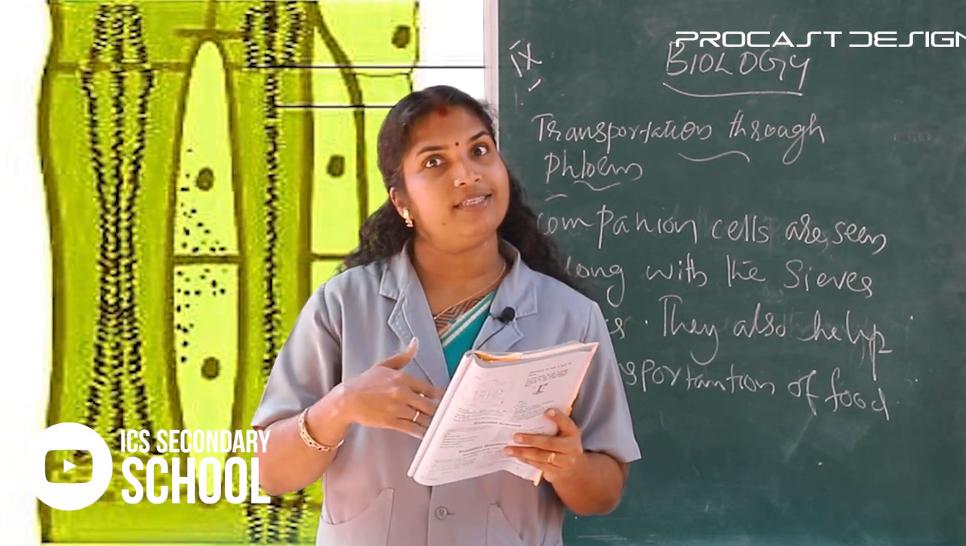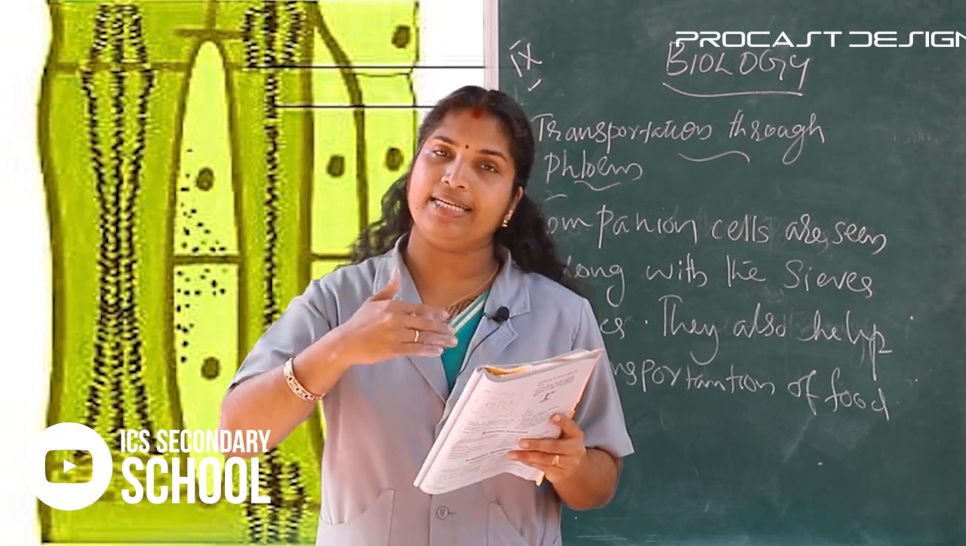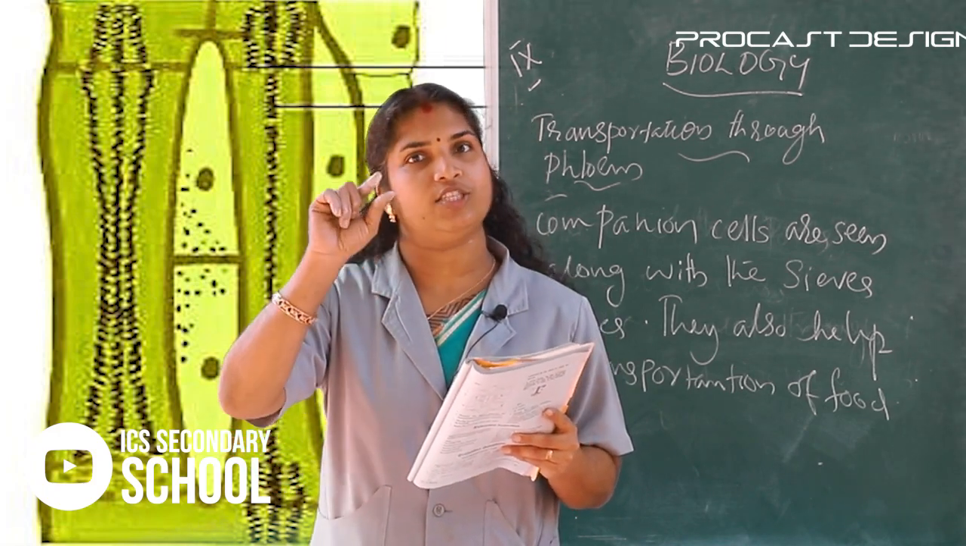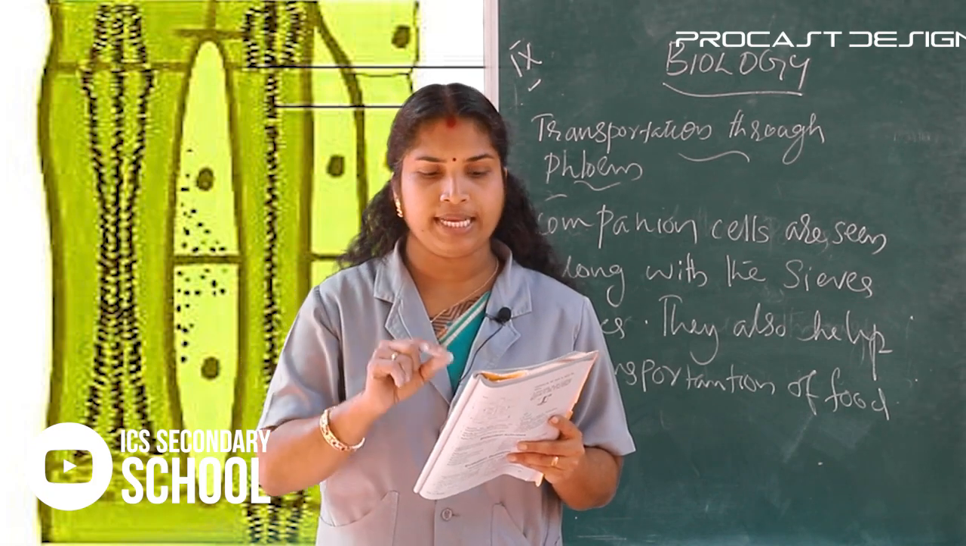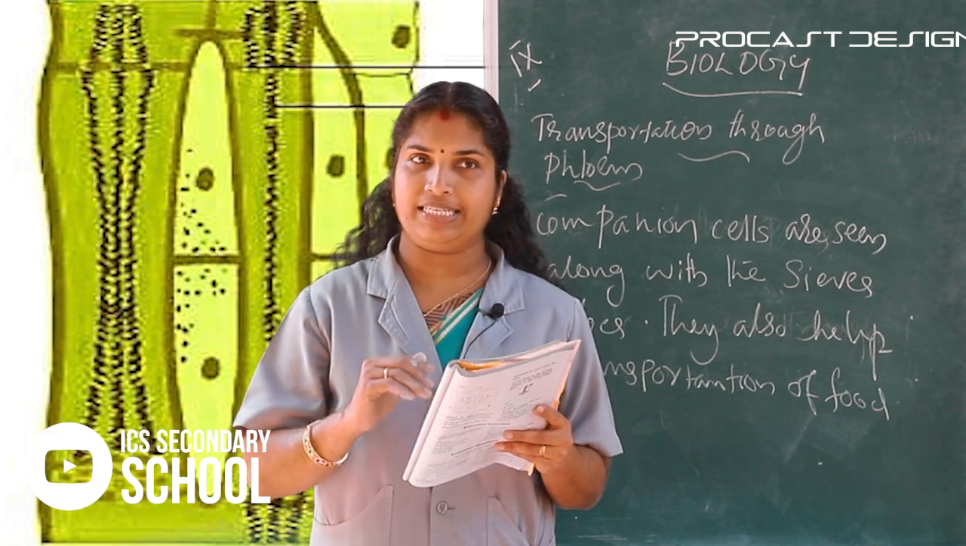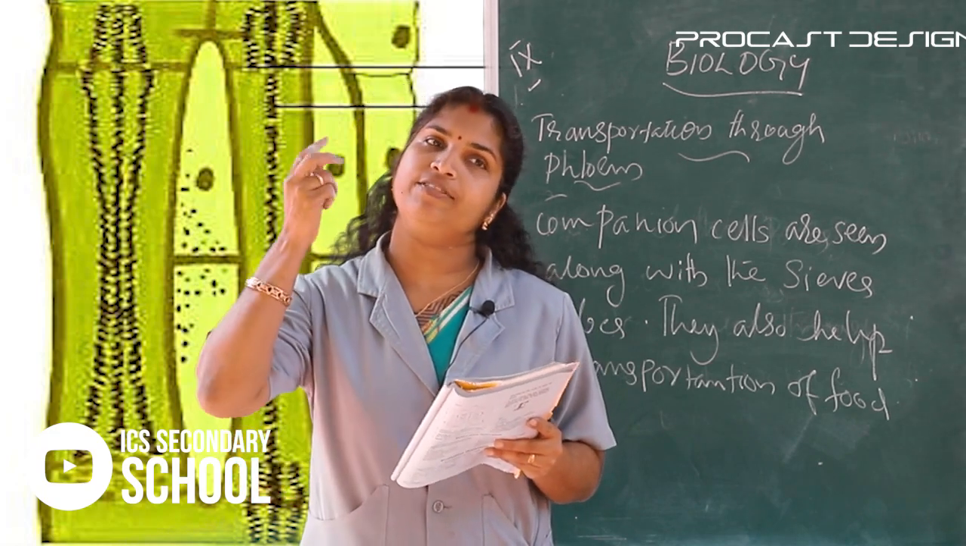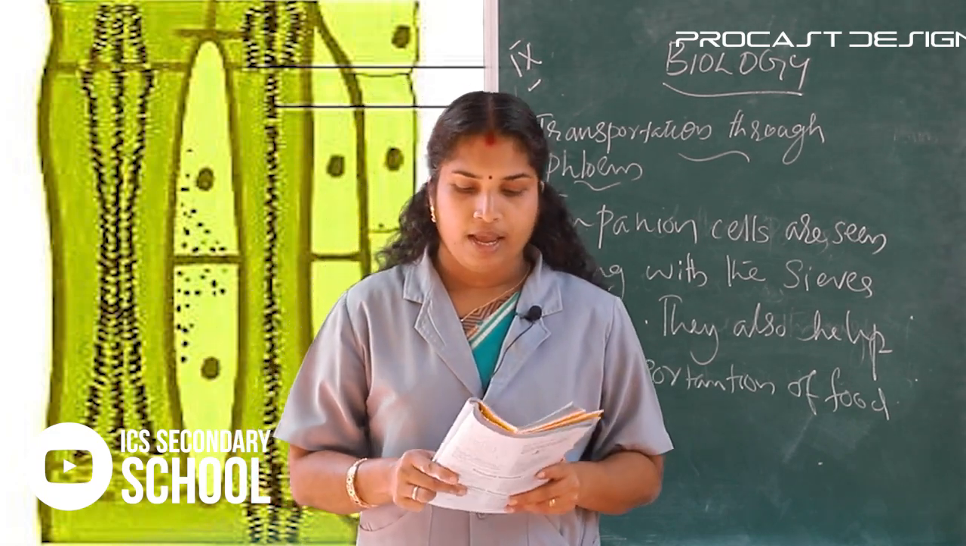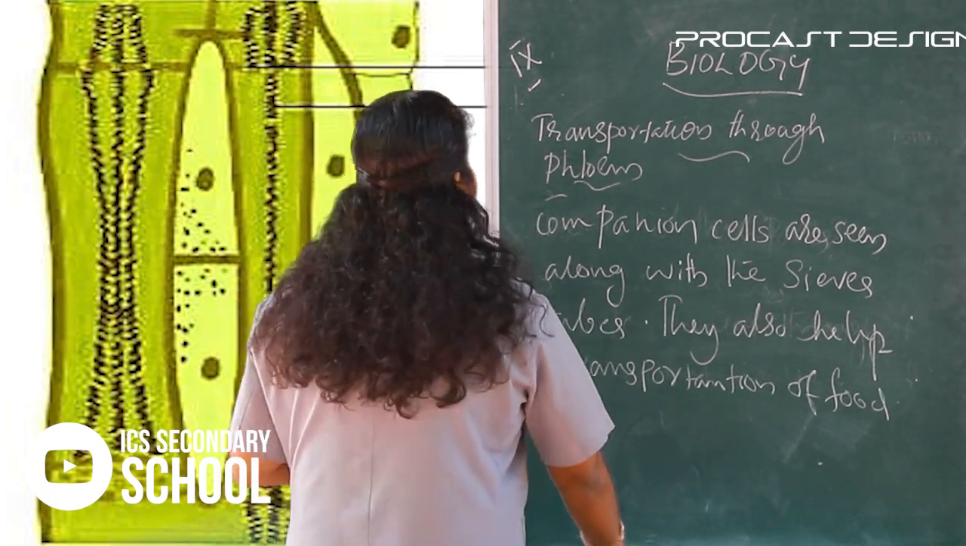The cytoplasm of the sieve tubes is interconnected through these small openings, and the companion cells along with the sieve tubes also help to conduct the food materials from the leaves to different parts of the plant body.